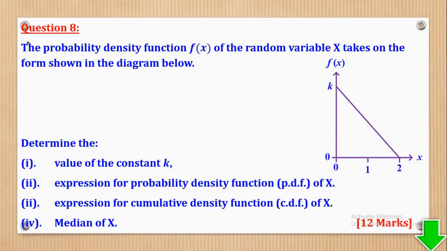So we shall go to question 8. Question 8 says the probability density function small f(x) of the random variable capital X takes on the form shown in the diagram below. It's a linear graph. Determine part A, the value of the constant k; part B, the expression of the PDF of x; then part C, Roman 3, the expression of the CDF of x, and Roman 4, the median of x.